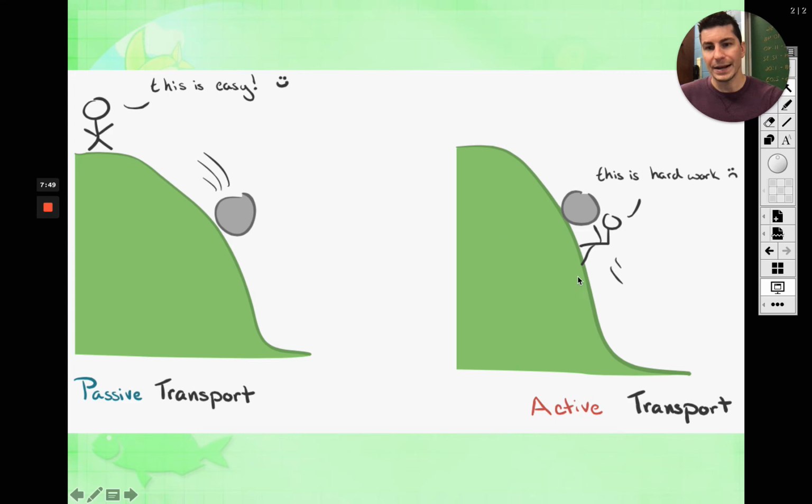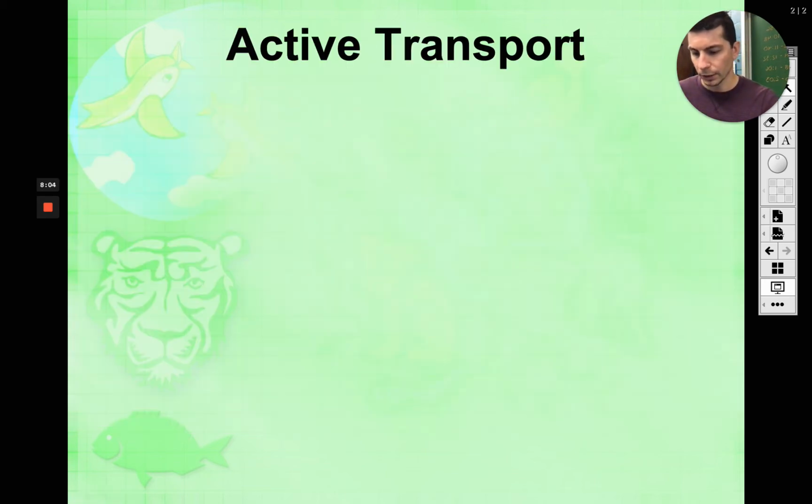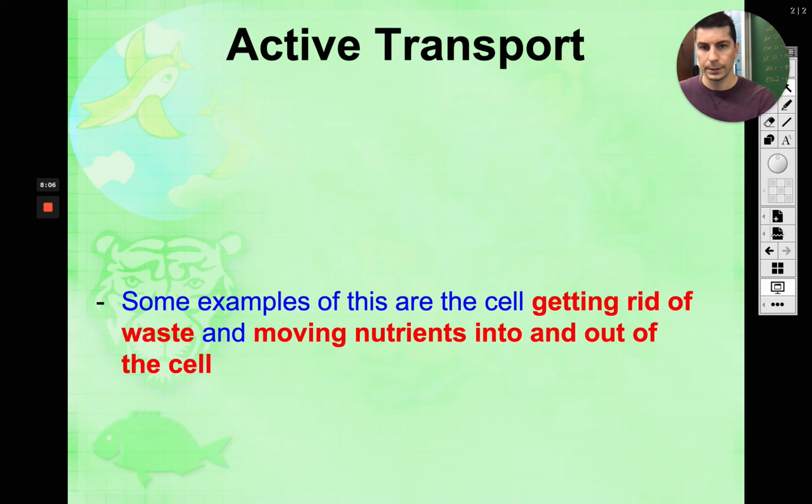All right. Passive transport, it's like throwing a rock down a hill. No energy is needed, it's very easy. Active transport, it's like moving it up a hill, okay? It's definitely going to require energy, a little more work. All right.